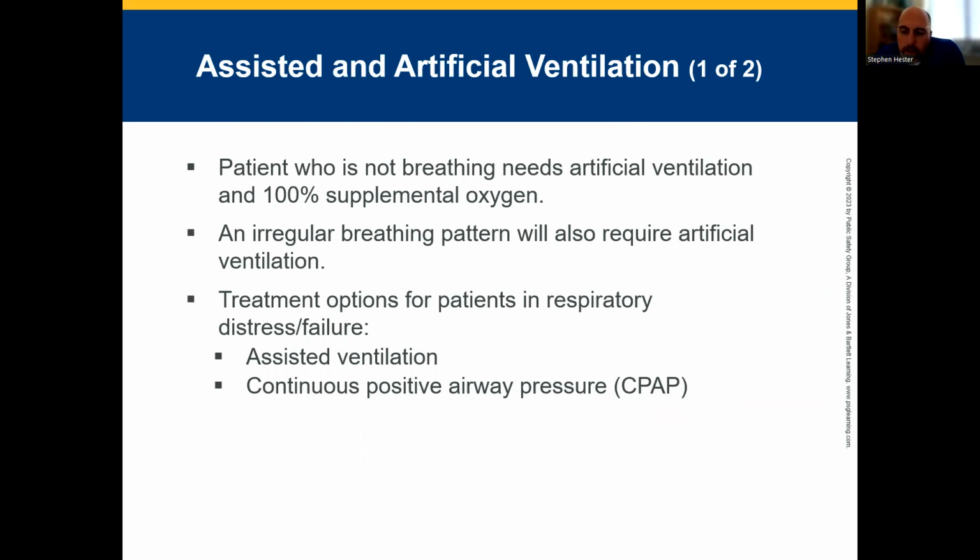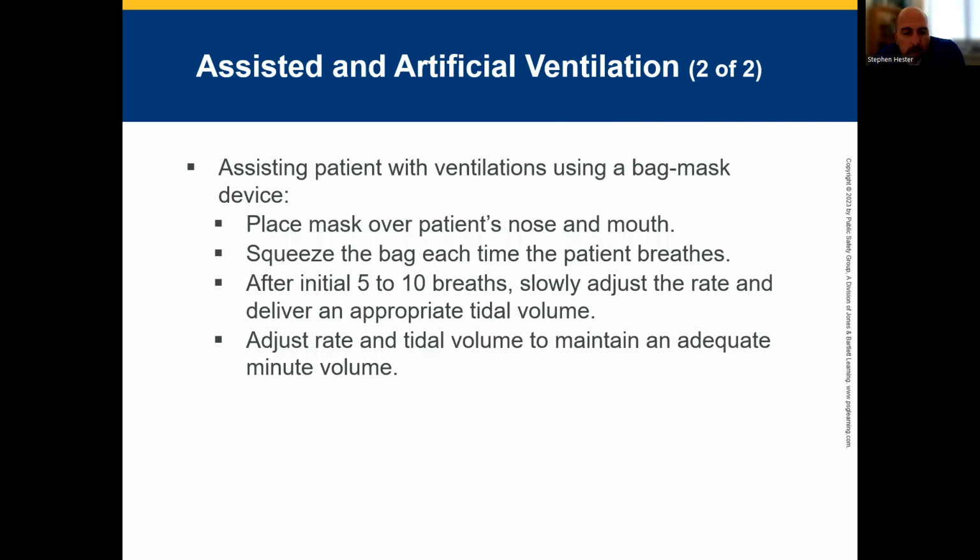So a patient who's not breathing needs artificial ventilation, 100% supplemental oxygen. Irregular breathing pattern will also require artificial ventilations. So we can either assist or apply the CPAP itself. All right. Place the mask over the mouth and nose, squeeze the bag each time the patient breathes. After initial 5 to 10 breaths, slowly adjust the rate and deliver appropriate volume.